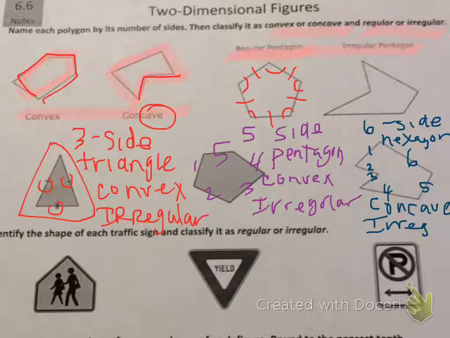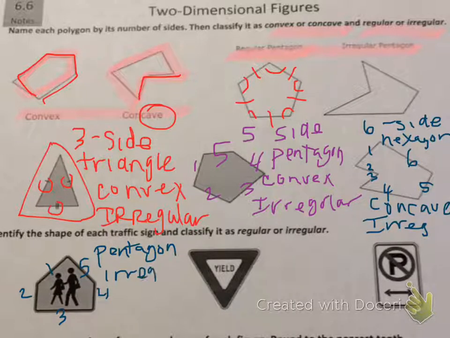Alright, the next part says identify the shape of each traffic sign and classify is it regular or irregular. So the shape, 1 side, 2 sides, 3 sides, 4 sides, 5 sides. So this is a pentagon. And regular or irregular, I've got to go with irregular because none of the sides measure the same. You've got this short little guy over here, and then you have this long guy. Okay, next one.